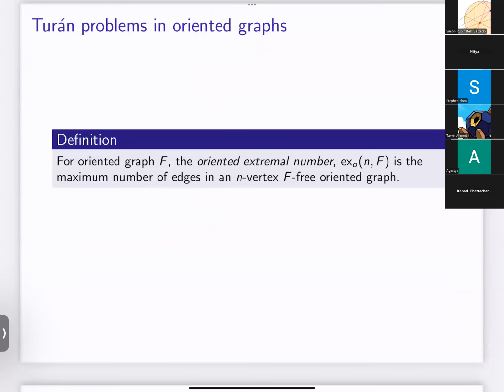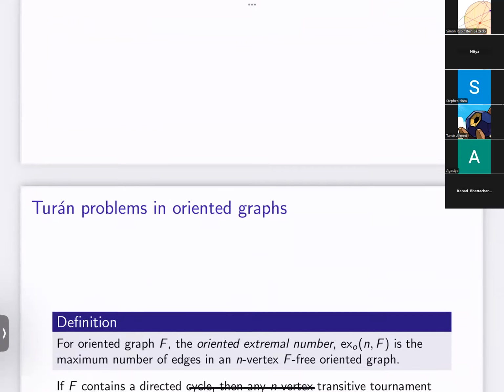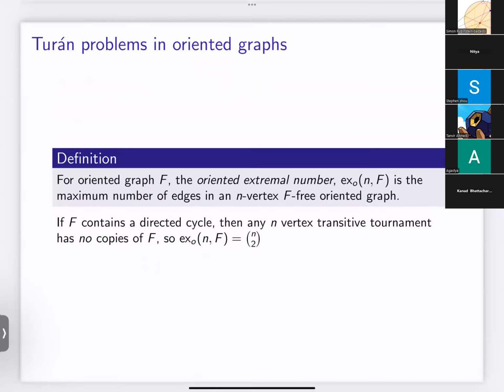And so, with this setup, we can ask the same questions that we asked earlier: if I have an oriented graph F, how many edges can I put in without getting a copy of some bad, forbidden oriented graph F? This is a very natural question that you can ask.